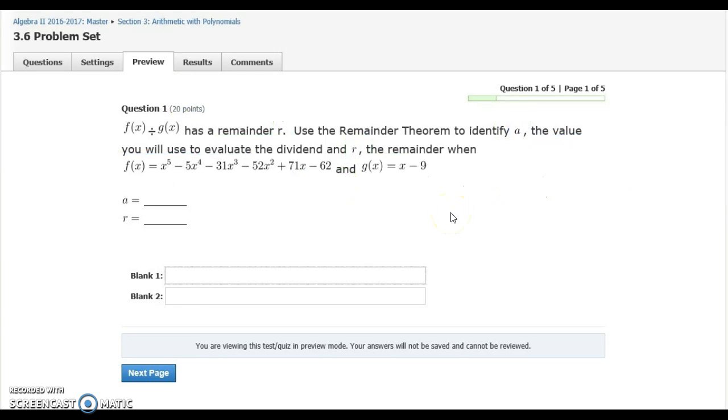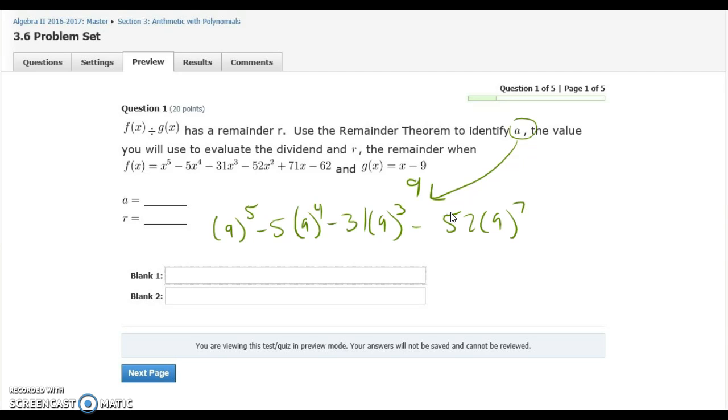Okay, here's our last one. Our a value, this a right here, is going to be 9 because we're subtracting a. And I'm going to go ahead and plug this in. So I end up with 9 to the 5th power minus 5 times 9 to the 4th power minus 31 times 9 cubed minus 52 times 9 squared plus 71 times 9 minus 62.